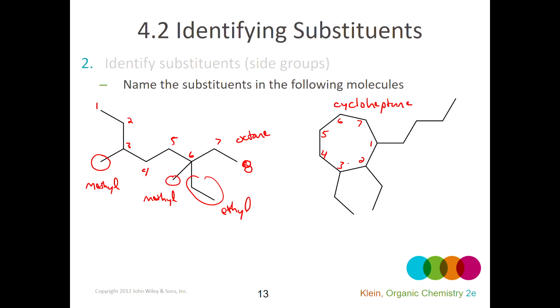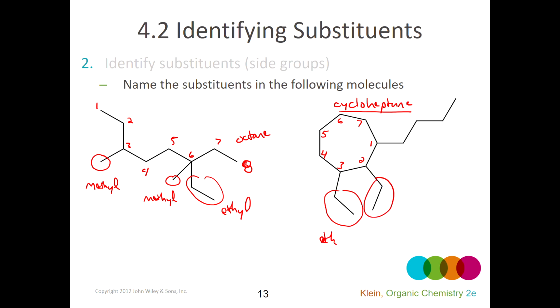7 carbons is the maximum we can do. We can't include both carbons from the ring as well as carbons outside the ring. So that's our parent. Any carbons that are not accounted for in this name need to be accounted for as substituents. So I've got 2 carbons here and 2 carbons here. Those are both ethyl groups.